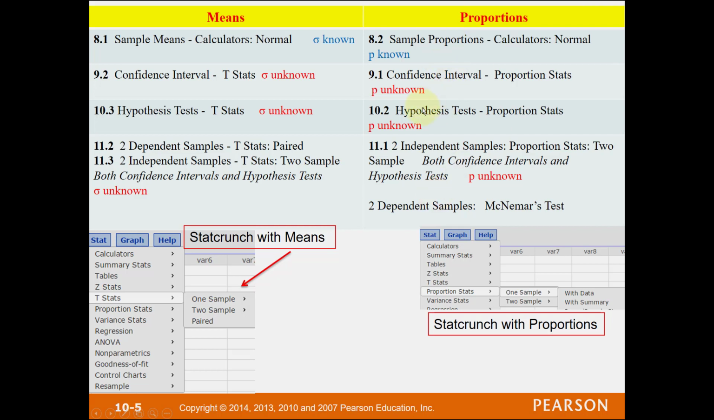Right now, we're working in 10.2. We're doing hypothesis tests using proportions. And on StatCrunch, what you do is you go to Stat, Proportion Stats, One Sample, either with data or summary, usually with summary. It's exactly like what you did in 9.1, except now you click the circle. There's a little circle where you click and say that you want to do hypothesis tests and not confidence intervals.